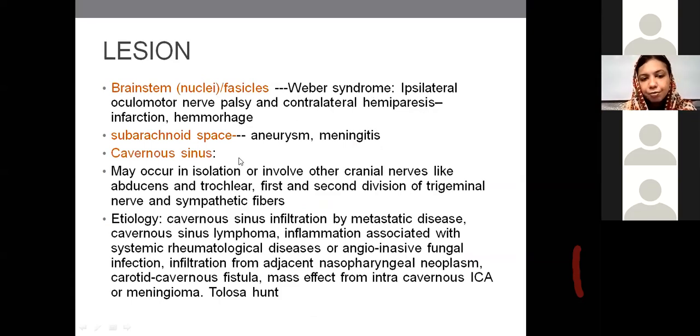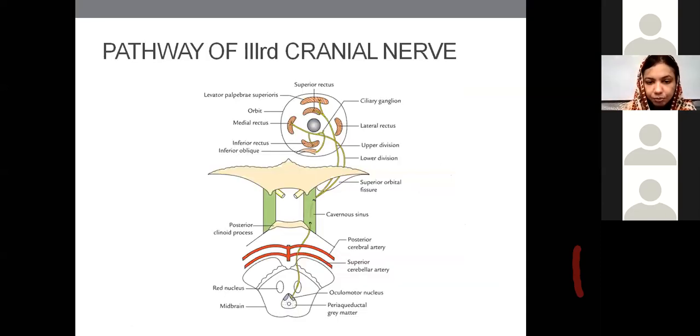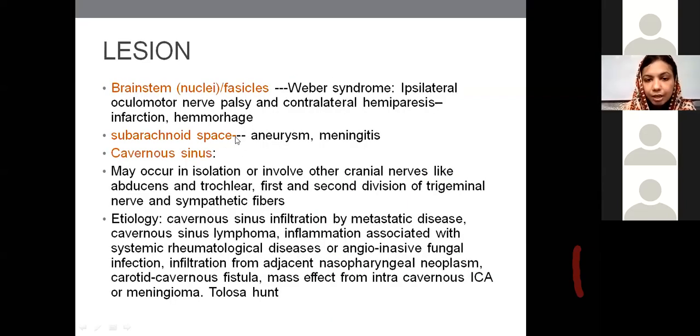When the nerve is coming into the subarachnoid space, as we discussed, this is the subarachnoid space. It can be compressed by an aneurysm. Which aneurysm? It's a posterior communicating artery aneurysm. And in this subarachnoid space, meningitis can also affect the nerve, right? The nerve moves towards the direction of the cavernous sinus.